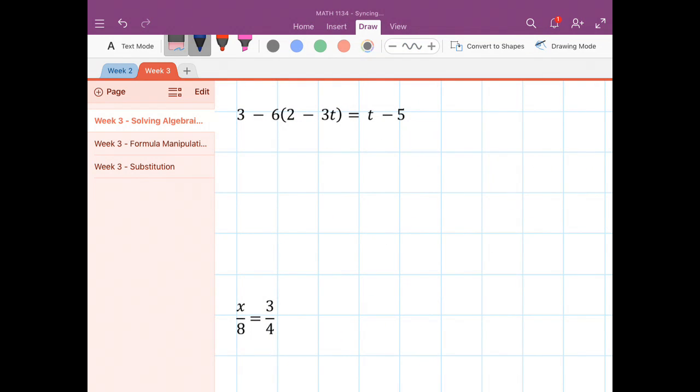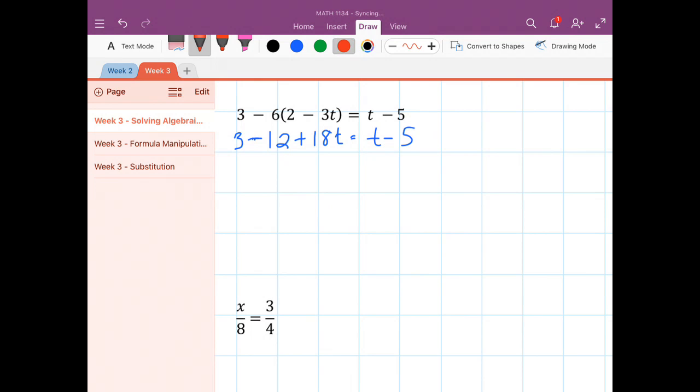Okay, again, this one has some brackets. So I want to simplify, get rid of the brackets first before I try to do anything else. In this case, the bracket is being multiplied by a negative 6. So negative 6 times 2 is negative 12. Negative 6 times negative 3 is positive 18. And the t tags along there.